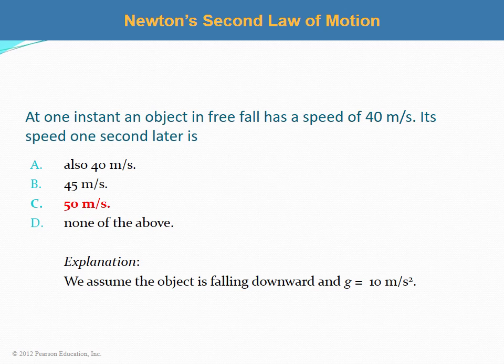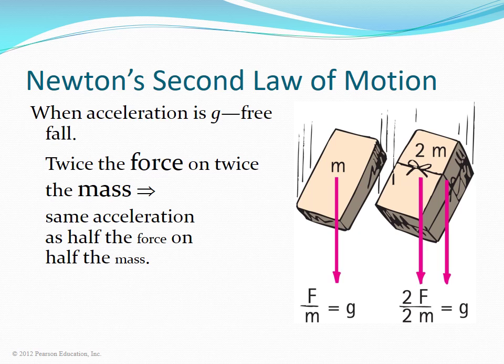We assume the object is falling downward and g is 10 meters per second squared. So the answer is C, 50 meters per second. We've added 10 meters per second to the initial velocity every second. The value of g is constant no matter where mass is falling. Twice the force or twice the mass gives the same acceleration as half the force or half the mass.